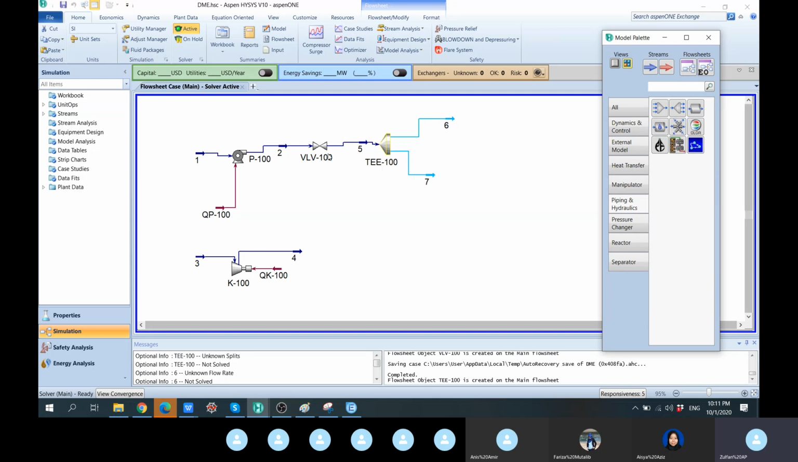So you will see that this is still light, and that means it is not solved yet. Dark blue means solved, and light blue means not solved. I think you know this already by now. So it needs to have a specification, right? So what do you think the specification is to be able to solve this?